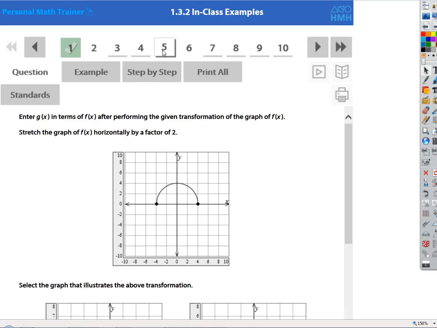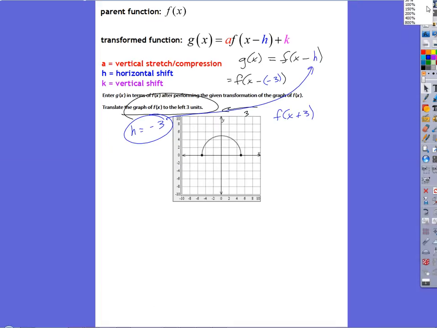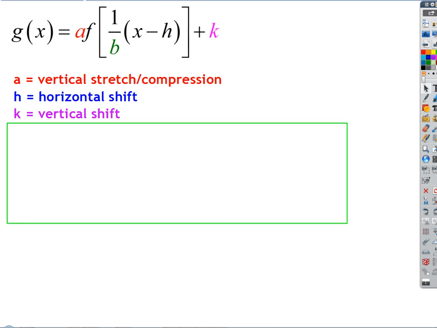What if we want to stretch the graph horizontally by a factor of 2? We haven't talked about that. All we've talked about are horizontal and vertical translations and vertical stretches. We haven't yet looked at horizontal stretches. So how do we deal with that? Yeah, it's going to be a little more complicated.